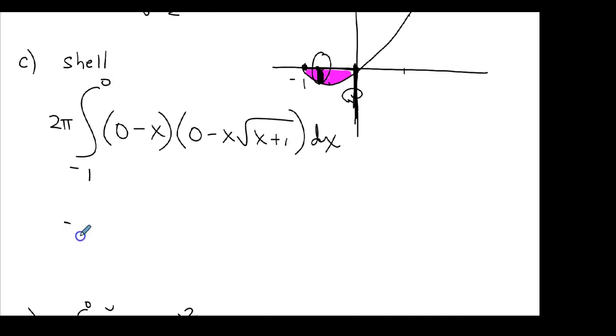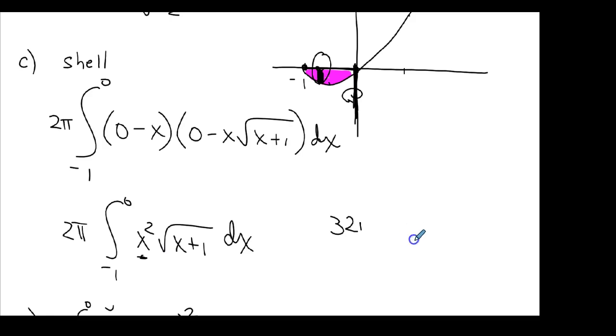You can clean it up a little bit. And this one again, you have to do that U substitution where then you solve for x to get something to replace this with. And the answer is 32 pi over 105.